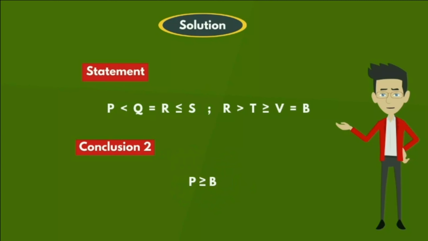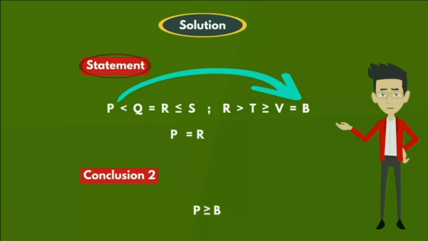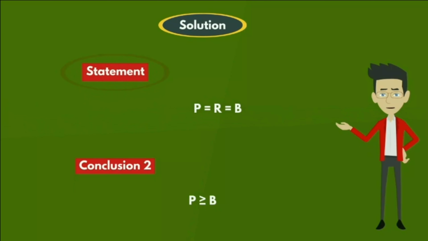Conclusion 2. P greater than or equal to B. Here in the statements, we don't have a direct relation between P and B, but we can combine these statements. Here we have a relation from P to R and R to B. So we will get a relation from P to B. Here in this statement, R is equal to B. So here P is equal to R is equal to B. But in the conclusion they are asking the relation P to B. So we can write this P equal to B.